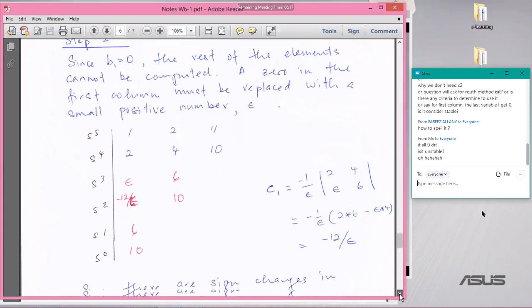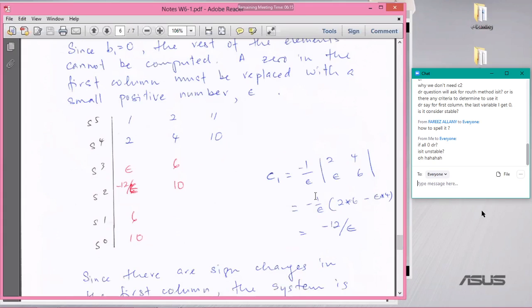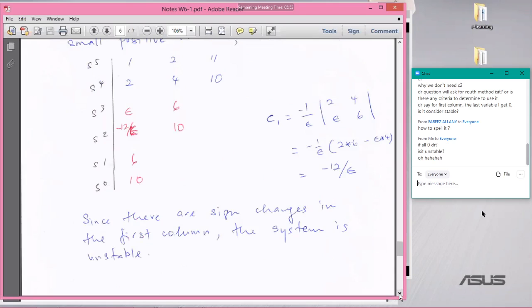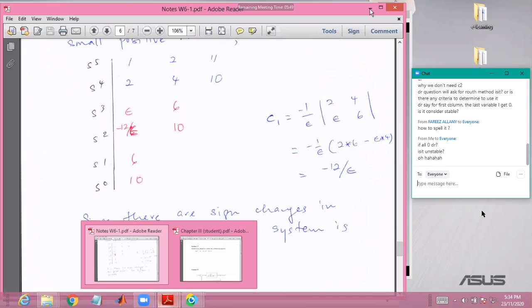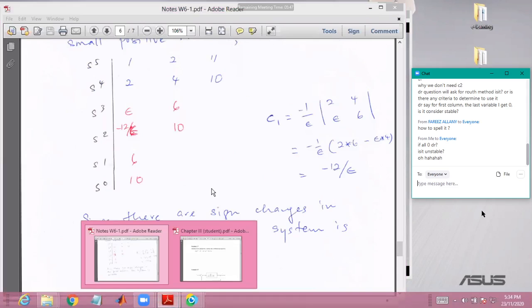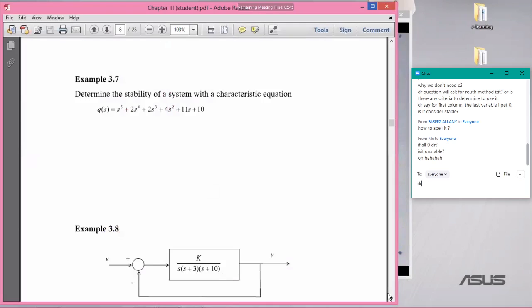So the multiplier of C1 is no longer -1 over 0, it is -1 over epsilon, and then you can now compute the rest of the elements. And then again, since there is one negative element in the first column, the system is unstable. Okay, the system is unstable. All right, so we are at the end of this Routh table discussion.